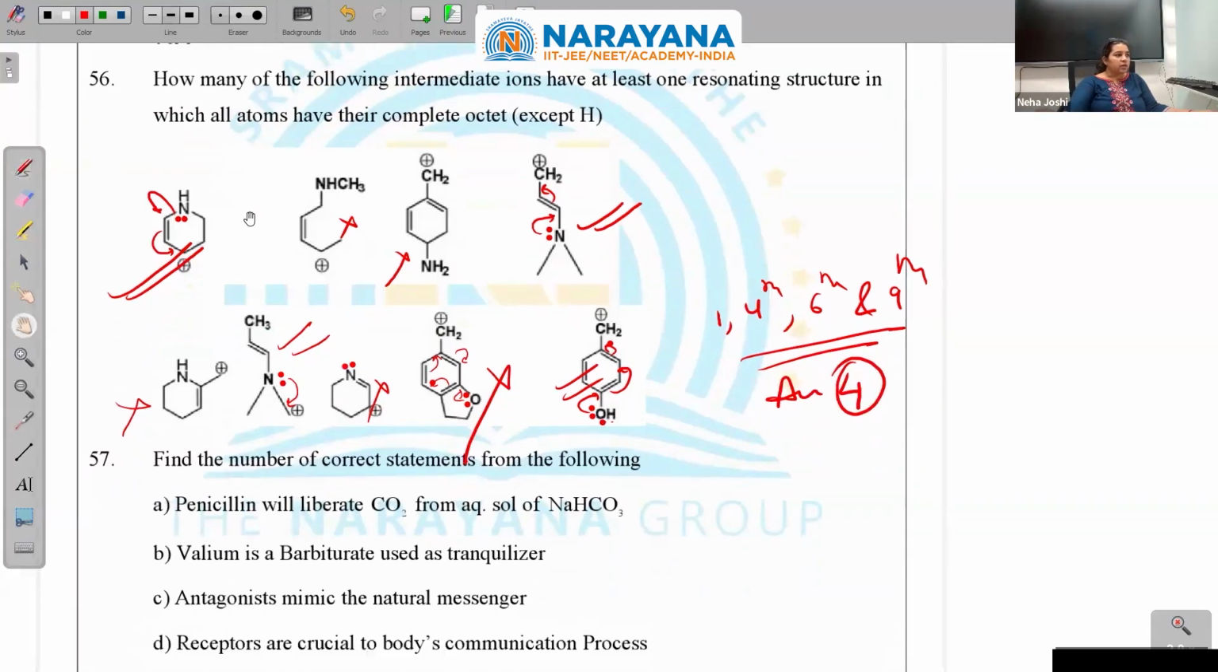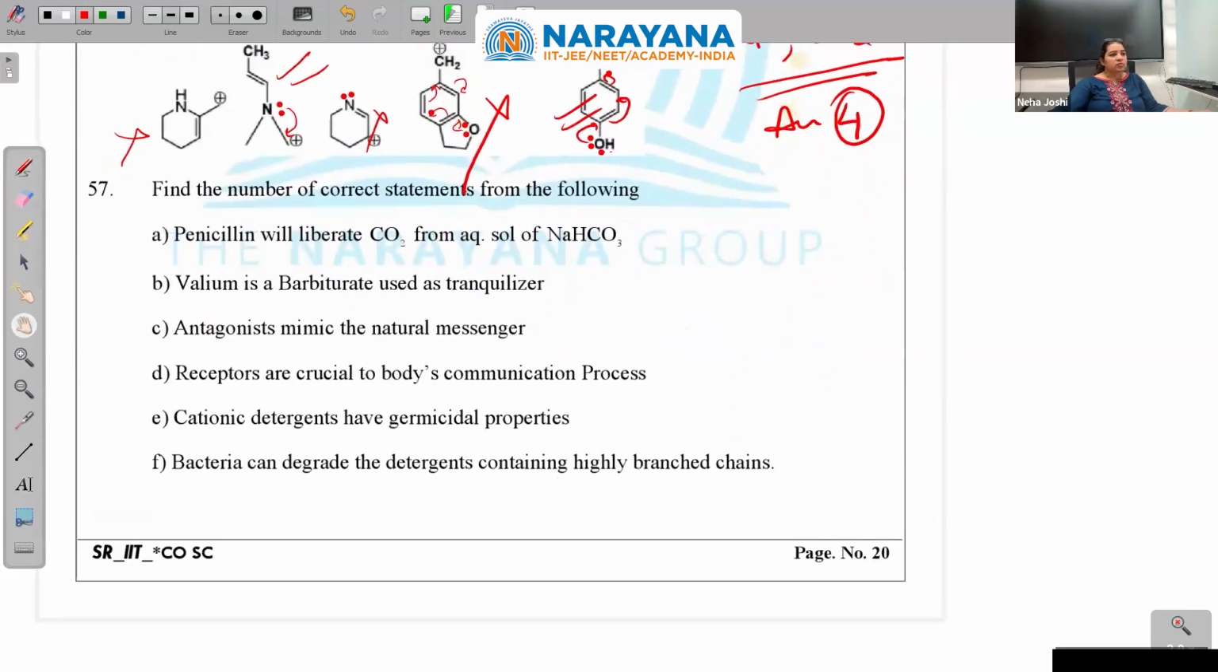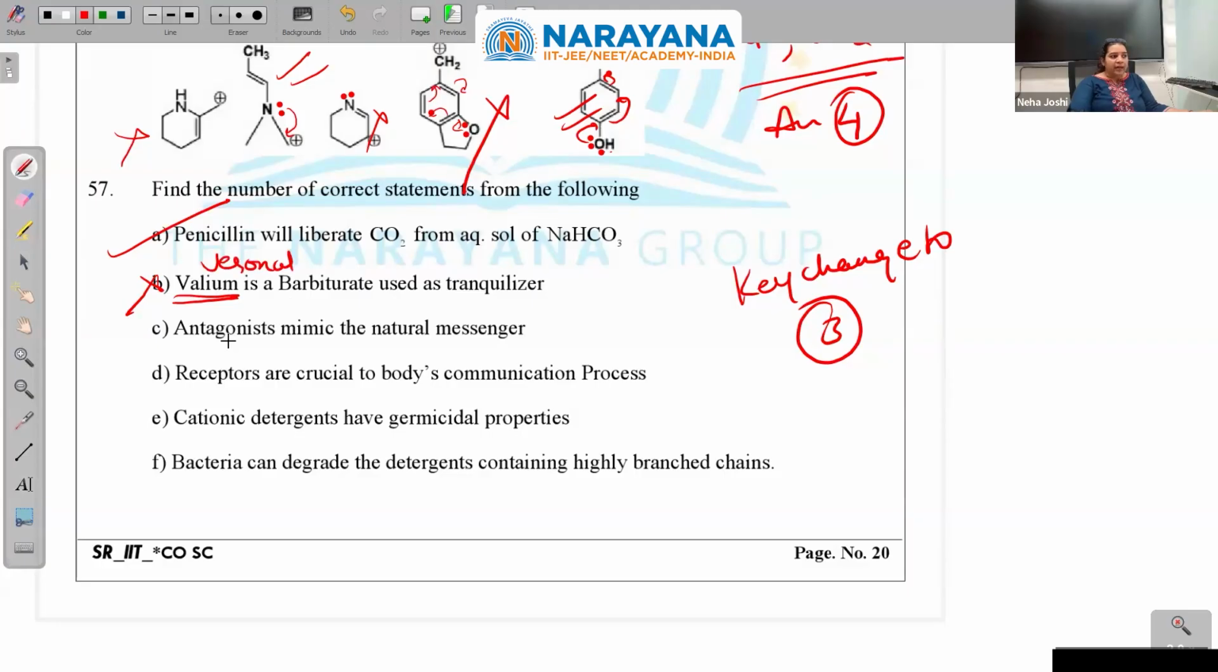Okay, this is correct. This is also a key change. 2, 3. Why? Penicillin will liberate CO2? Yes. Valium is not a barbiturate. Veronal is a barbiturate. Okay. Antagonist mimic the natural structure? False. Agonist mimic the natural messenger, not the antagonist. So this is also false.